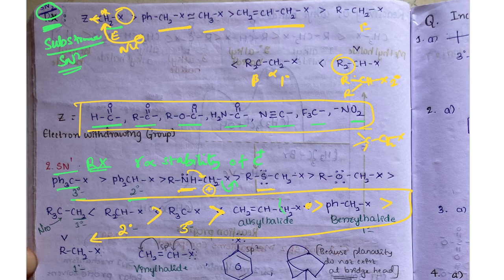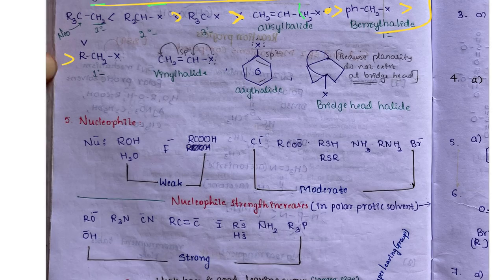Next, in both SN1 and SN2 cases, which are the least reactive? Vinyl halide, aryl halide and bridgehead halide. These three are totally least reactive.